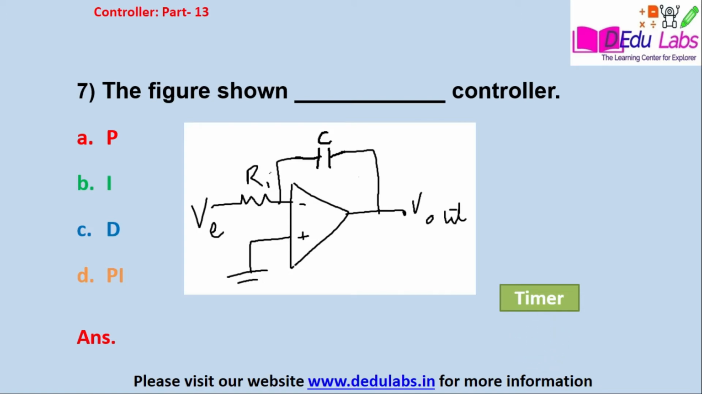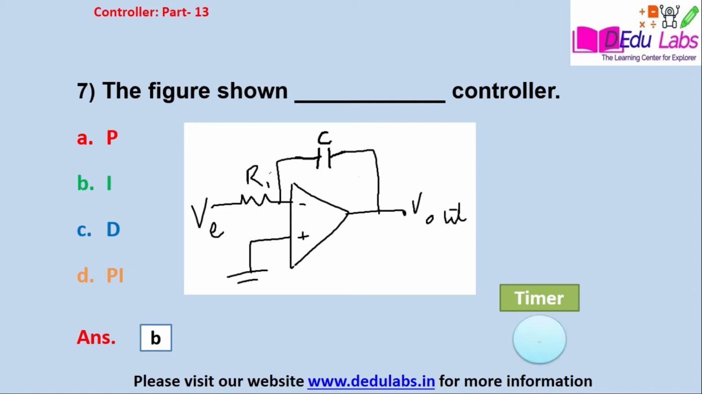The answer is option number B, that is an integral. As shown in the figure, an error voltage supply VE is connected to the inverting terminal through the resistor R1. The feedback element is a capacitor. The positive terminal of the op amp is connected to the ground. So when you solve this equation, V out equals minus 1 upon R1 C times the integration of VE dt.